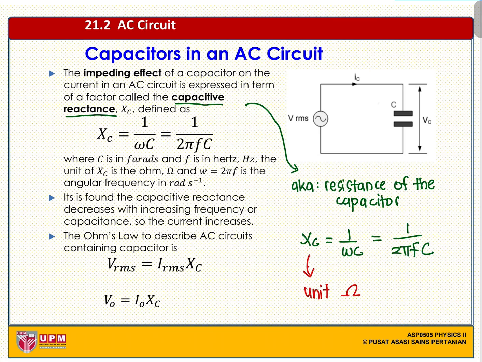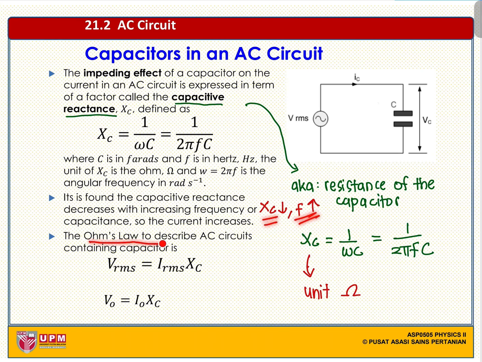Okay. Dia kata, kat sini dia kata capacitive reactance XC will decrease apabila frekuensi awak increase. XC akan berkurang apabila frekuensi increase. Sebab apa? Bila awak punya current tu change direction dengan cepatnya, mula-mula dia ke clockwise, lepas tu dia counter clockwise, voltage across the capacitor macam lambatlah nak terbentuk. So baru nak terbentuk, current dah bertukar direction. That's why bila frekuensi tinggi, awak punya XC rendah.